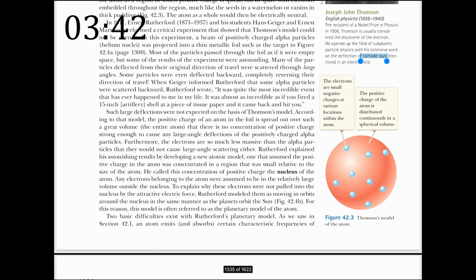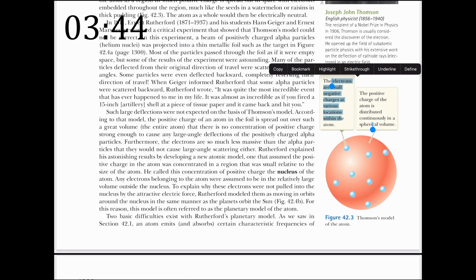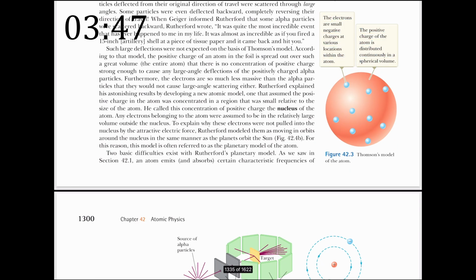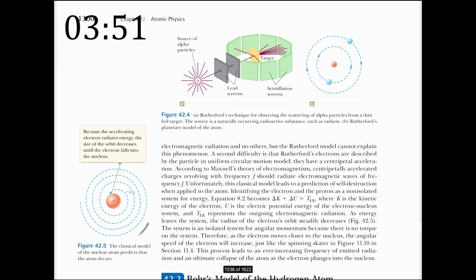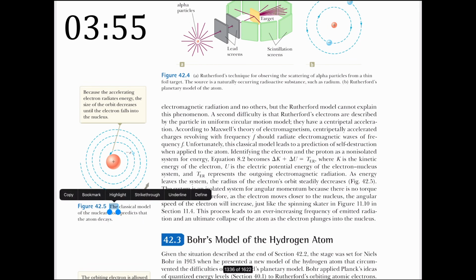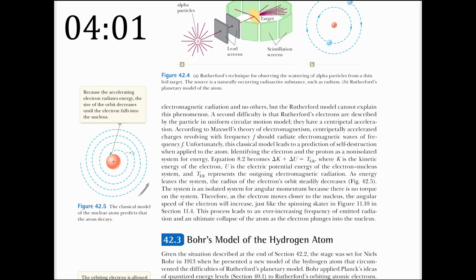We've got electrons as small negative charges at various locations. Okay, we've got the plum pudding model, Thomson's model of the atom, the plum pudding model as I remember it when I first learned this. We've got the classical model of the nuclear atom, which predicts that the atom decays. This is one of the reasons why we need quantum mechanics to explain subatomic particles like this.